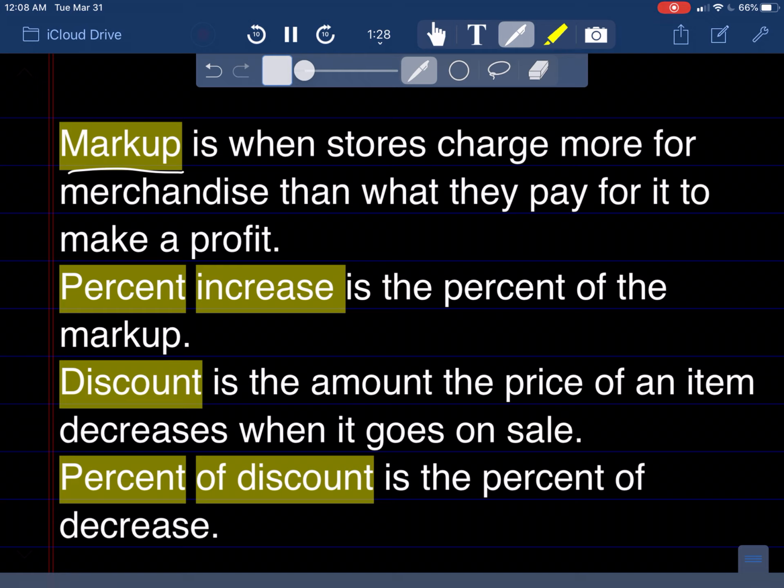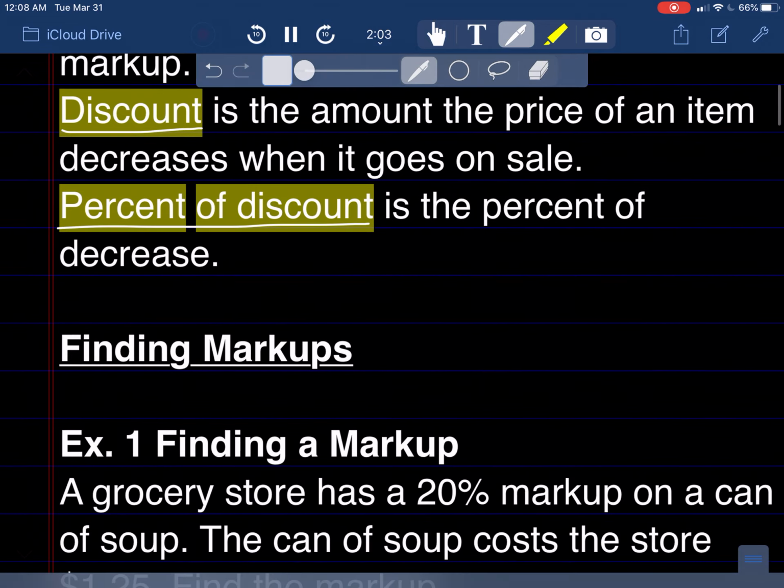Then we have percent increase. The percent increase is the percent of the markup. So it's finding the percentage that they increased it by, just like we talked about yesterday, the percent of increase. Then we have discounts. A discount is the amount the price of an item decreases when it goes on sale. If they can't sell an item, they'll do a discount or a sale. And then percent of discount is the percent of the decrease in the price. So the percent of the discount. All right. So our first section we're going to do is finding markups.